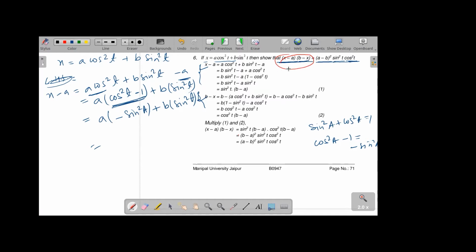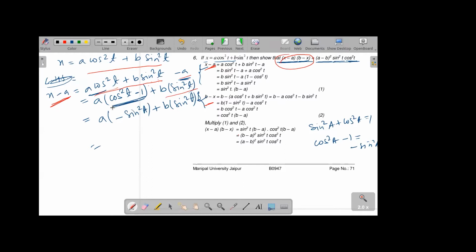We can do it together also, but as the example is showing, doing it separately will be a lot easier to understand. So I am doing it separately also. So first I am taking x minus a. So what will be x minus a? Put the value of x and minus a. Now taking a as common, it will be remaining cos square t and minus 1 and b sin square t as it is.